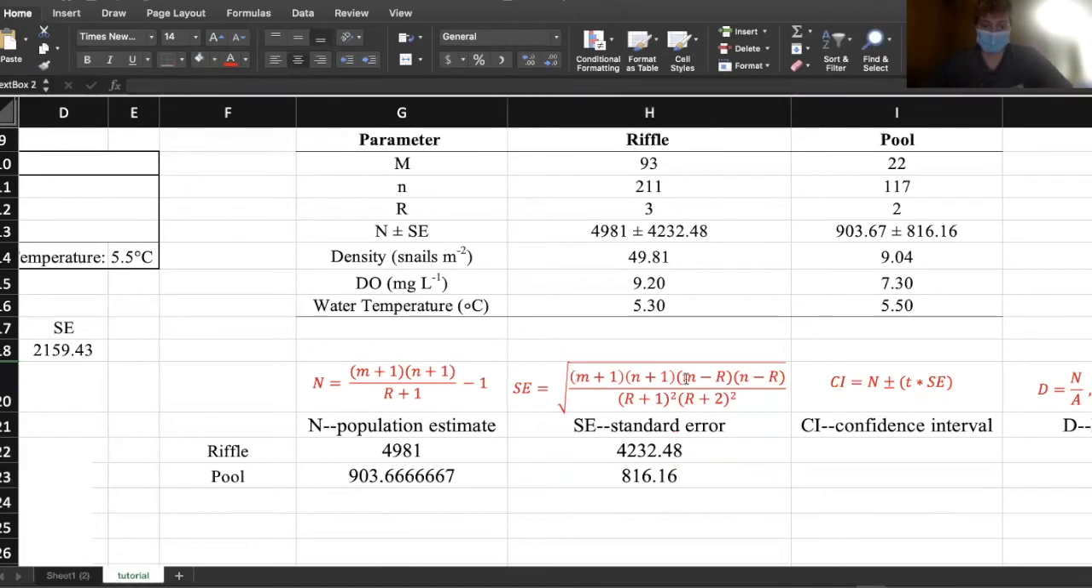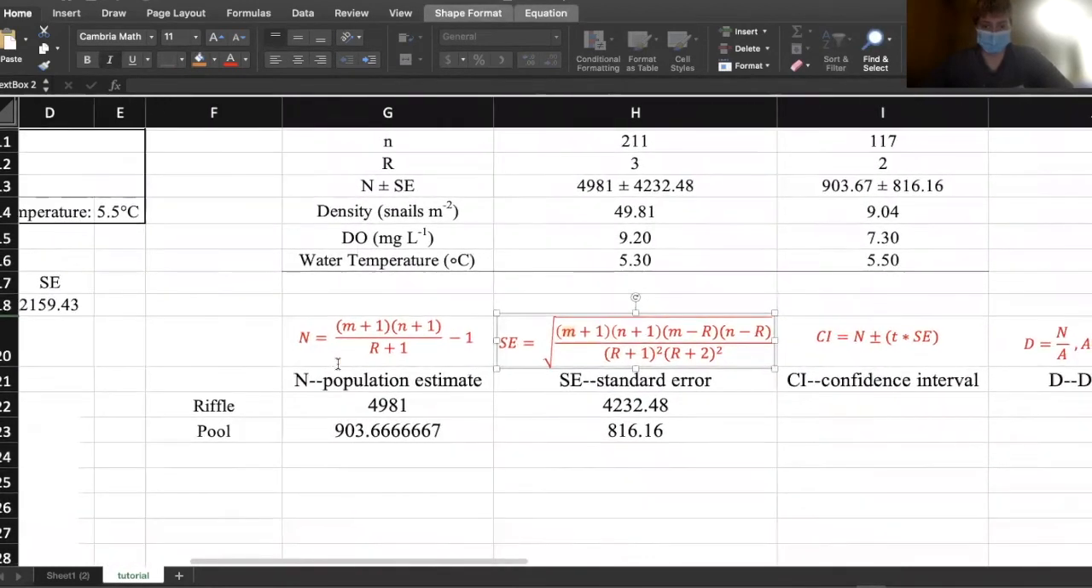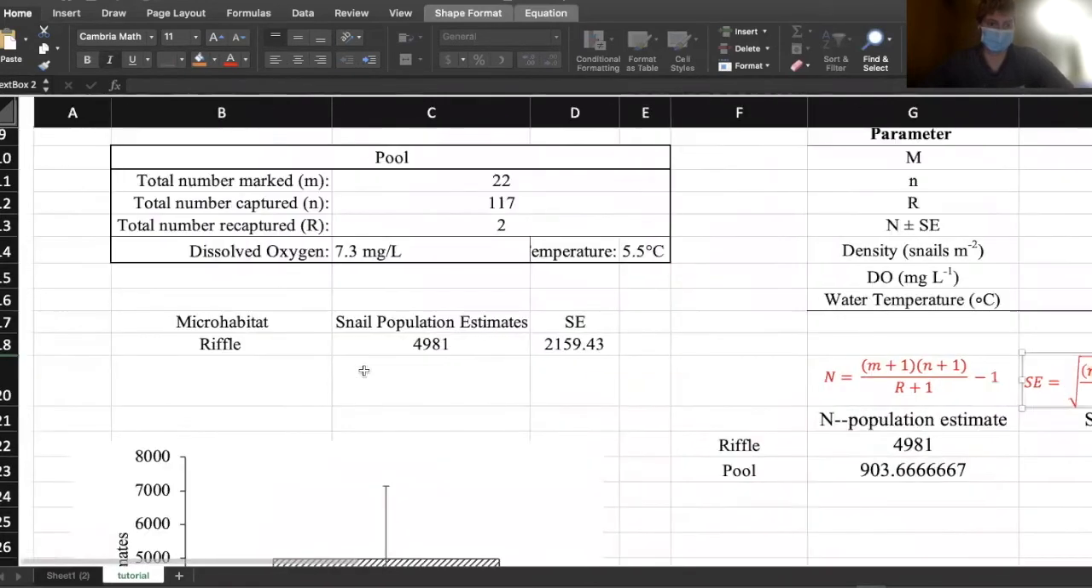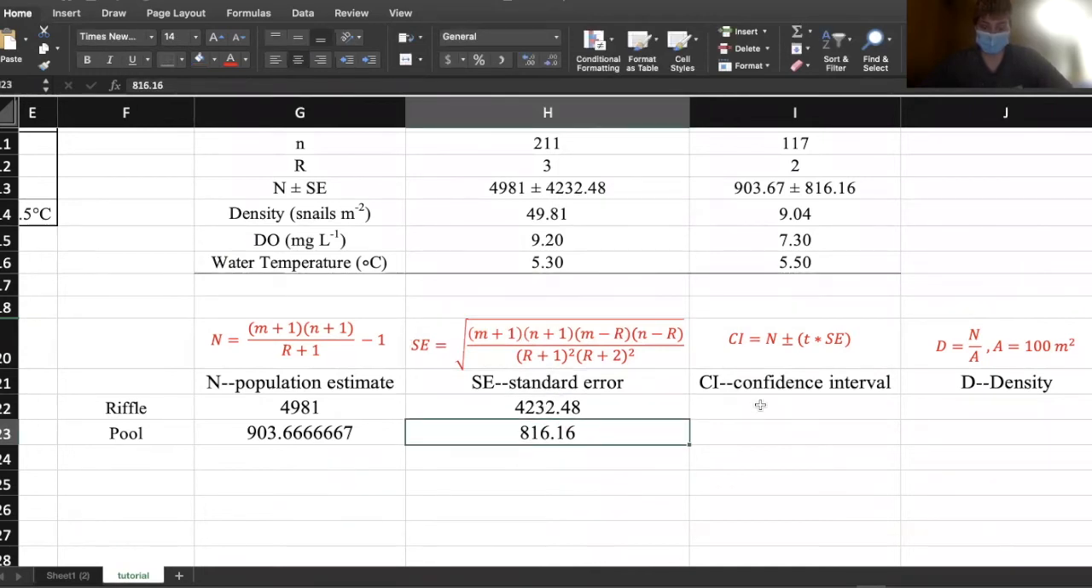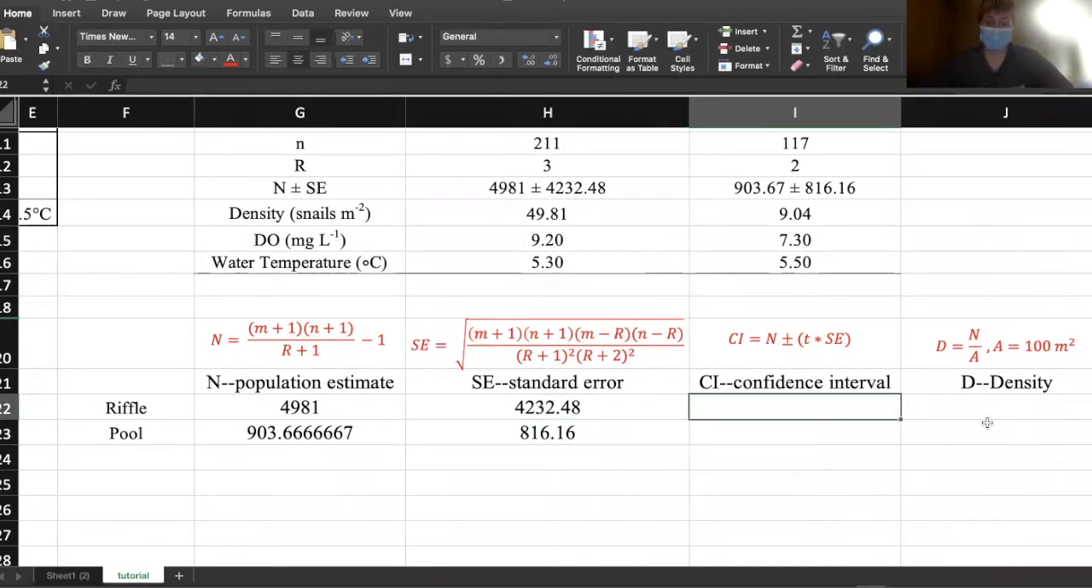If you have any problems calculating this, the formula is right here. M is just the marked individuals, N is the number of captured individuals, and R is the number of recaptured individuals. So you're just throwing those values into this equation and getting your standard error. You should have done it lots of times by now in other classes.